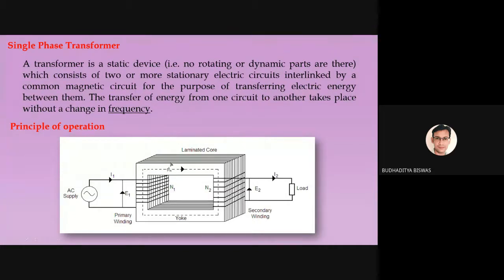Now, why should the core be laminated? Because if the core is not laminated, when the supply current is there and the flux is generated through the core, then some eddy current will be there. What is called the eddy current? Eddy current is a current that has no predefined path.